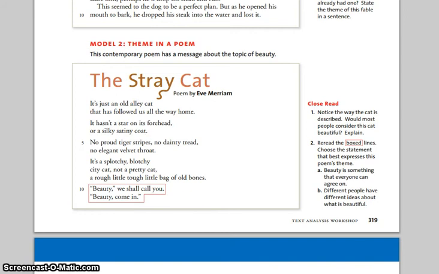Beauty, come in. And let's look at the close read questions. Number 1 says, notice the way the cat is described. Would most people consider this cat beautiful? Explain. Number 2 says, reread the boxed lines. The boxed lines are right here. Choose the statement that best expresses this poem's theme. Either A, beauty is something that everyone can agree on, or B, different people have different ideas about what is beautiful. Please go ahead and respond to these 2 questions.